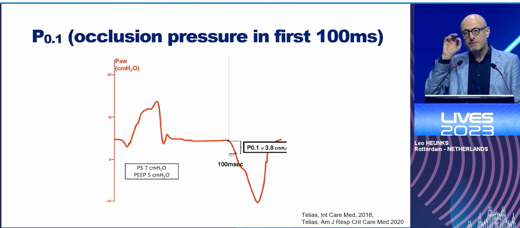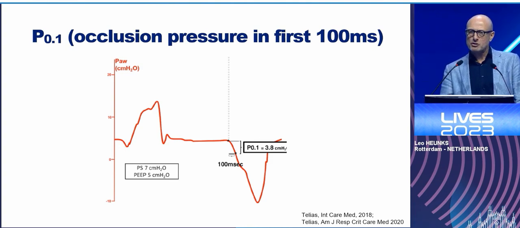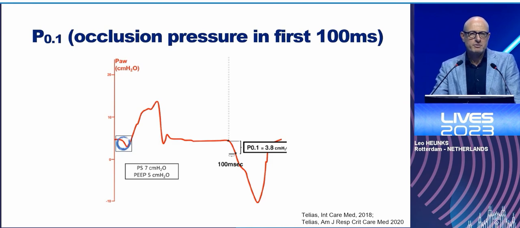And actually that can be measured by every ventilator, and some ventilators don't even need the occlusion. They even allow it to calculate it from just the triggering phase. So the P0.1 is the drop in airway pressure during the first 100 milliseconds of inspiration.